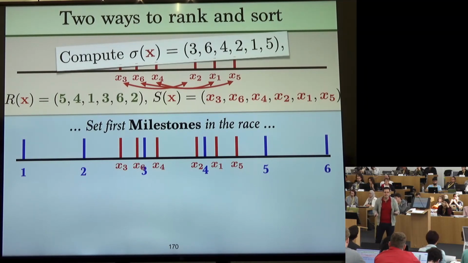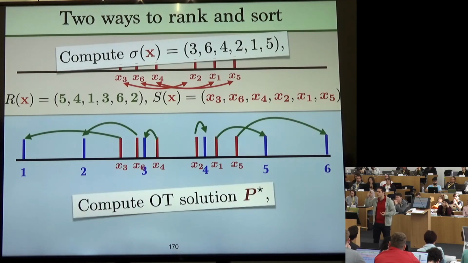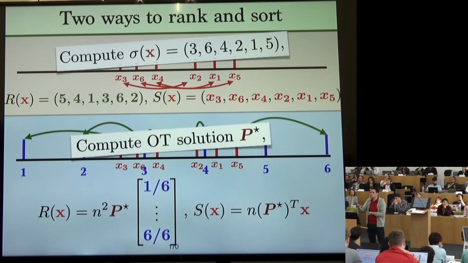And what is nice is that after computing the optimal transport problem, I know that the first red point is going to be optimally mapped to the first milestone, etc. So by looking at who is assigned to which milestone, I can recover the sorting permutation information. Using that, I can recover all of my ranking and sorting information using this P star.